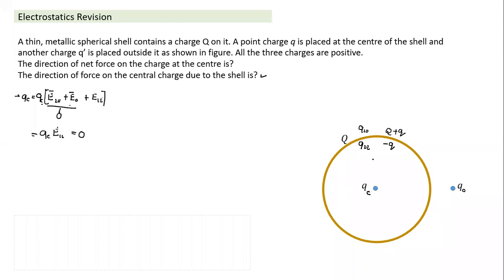But it doesn't mean that the shell applies no force. If I have to calculate the force applied by the shell, net force is zero. Net force is composed of two things: force due to shell plus force due to outside Q. So what is the force due to shell? Force due to shell will be equal to the negative of the force applied by the external charge. If the distance is given as R here, the force applied by the shell will not depend on this charge. The force applied by the shell on this charge will only depend on the outside charge here and the distance between the two.